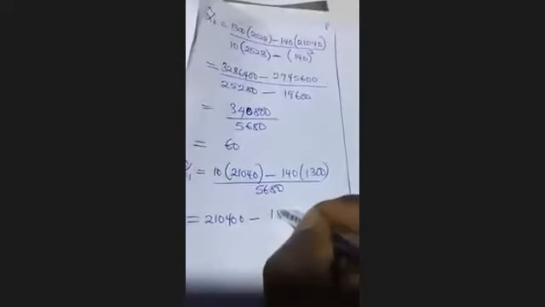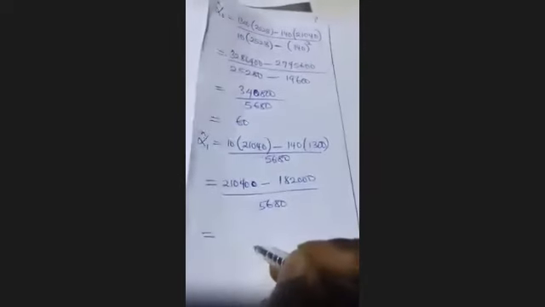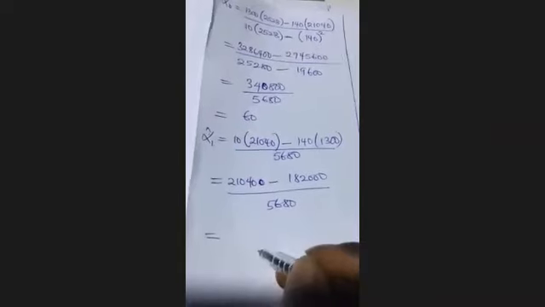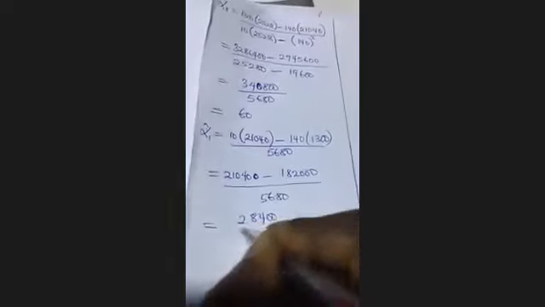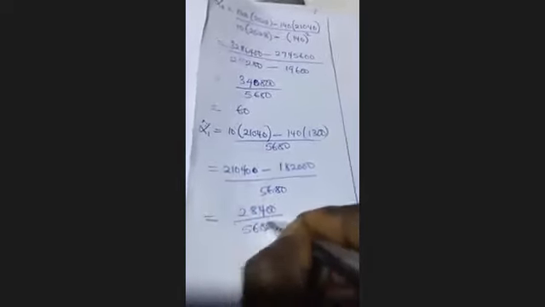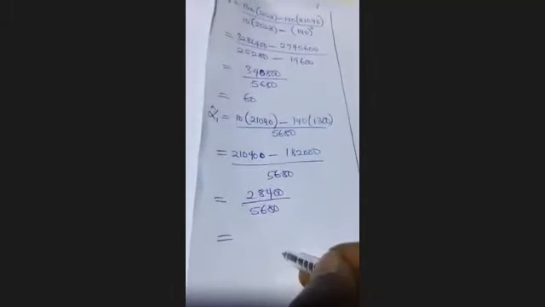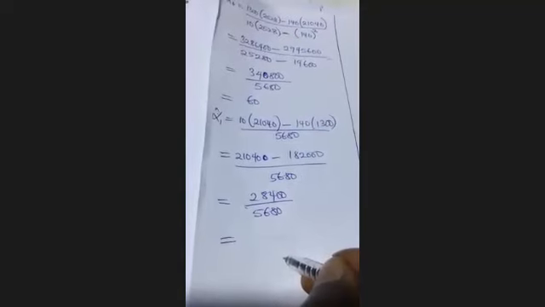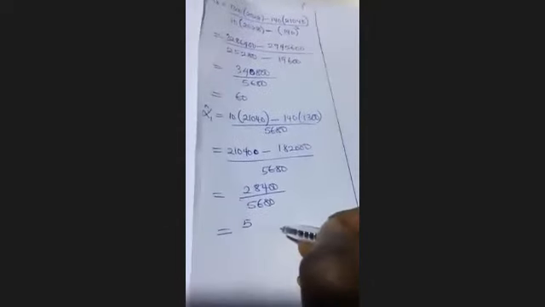Divided by 5680. So please subtract the top. What do you have? 28,400. So divided by 5680. What do you have, please? Five. We have 5.